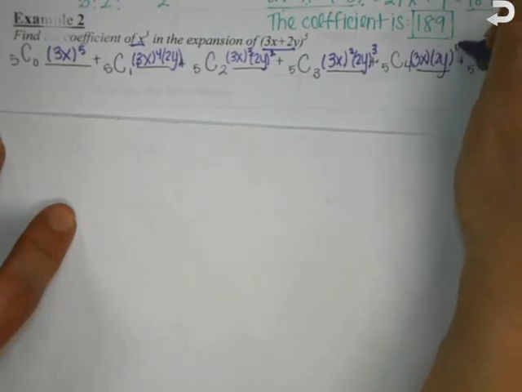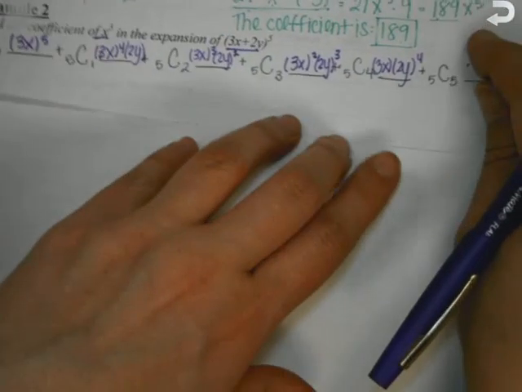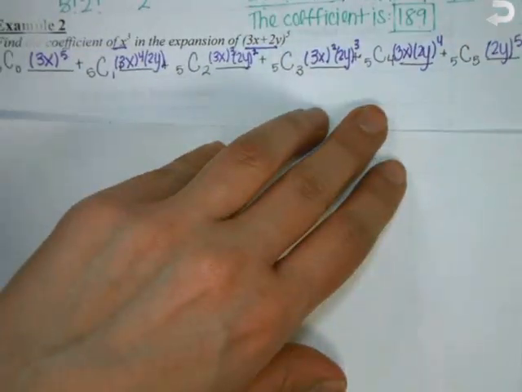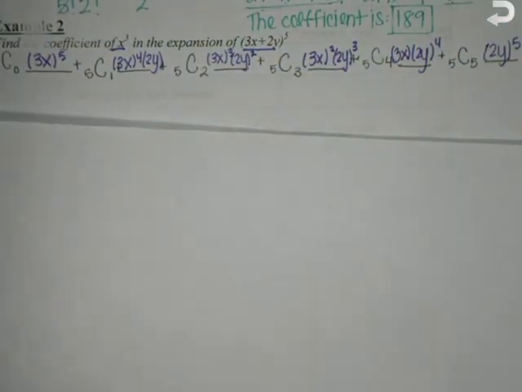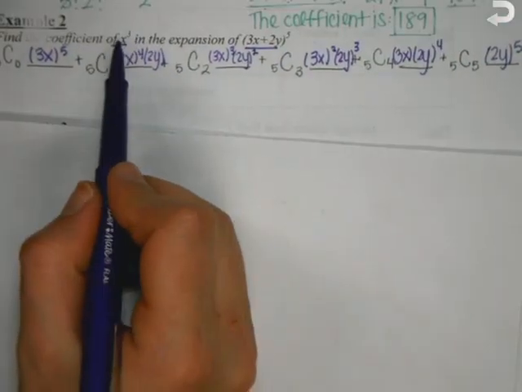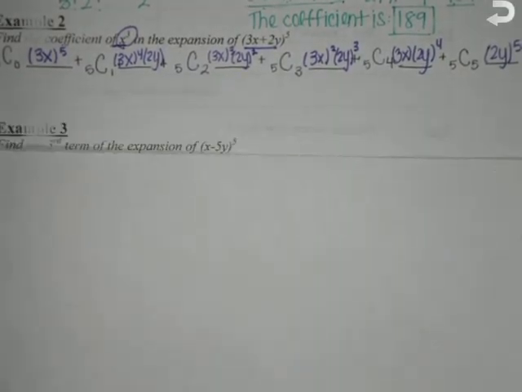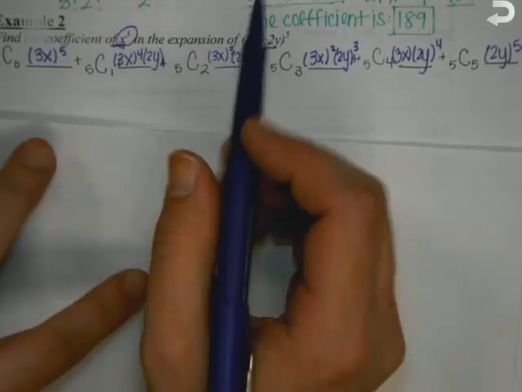Wait, why do you go that far if you just stop at x to the 3rd? I just wanted us to practice filling them in. Oh. Okay? So we only care about the term that has x to the 3rd in it. So which one of these has x to the 3rd in it? 5 combination 2, this one. So the first thing we have to do is find 5 combination 2.